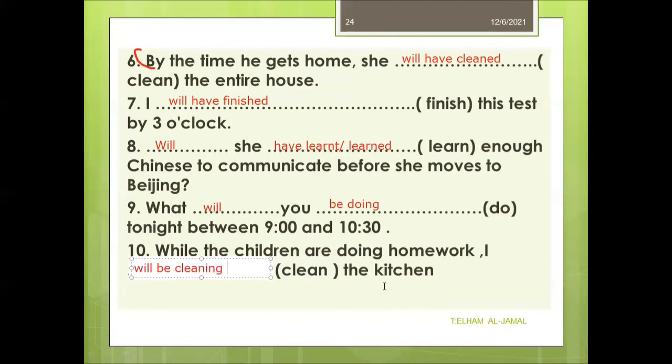The kitchen. Okay. Also notice that while always comes with continuous verbs. Here it comes with continuous verbs in number 1, and in number 2 it is followed only by the present continuous, while in the second sentence we can use the future continuous. Okay.